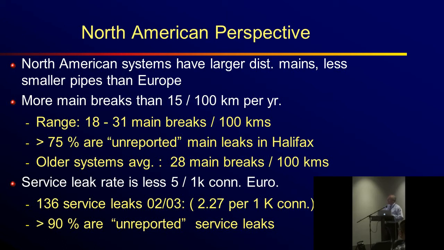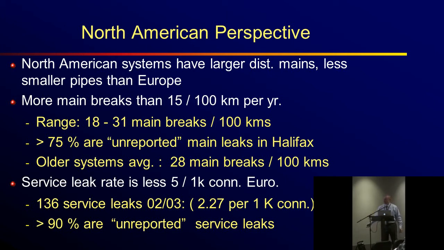In fact, we're seeing 18 to 31 main breaks per 100 kilometers for systems in average condition, not particularly good condition, or higher. It's almost twice as many as the European experience. 75% because of the types of soil and depth of bury that you have. If you've got frost conditions, you're going to be down 1.5 to 2 meters, sometimes 3 meters deep. So leaks don't tend to surface as much. So you have a higher percentage of breaks that are non-reported. They're not coming up. And in Halifax, in my experience, over 75% are unreported main breaks.